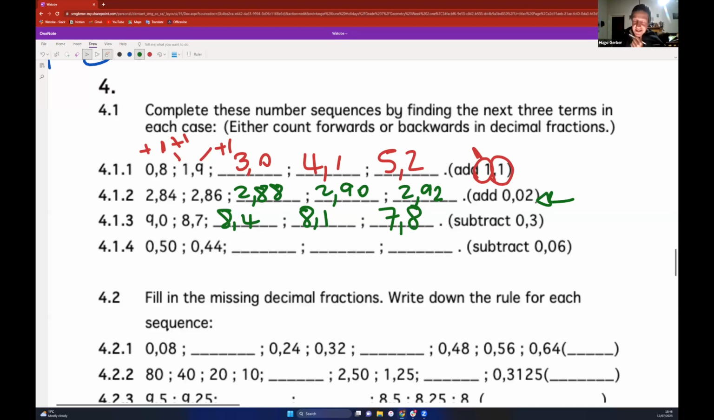We're subtracting 0.06. How's that gonna look? After 0,44, I got 0,38, 0,32, and 0,26. Well done. That's perfect. So, what we did here, Katlejo, you are 100% correct.